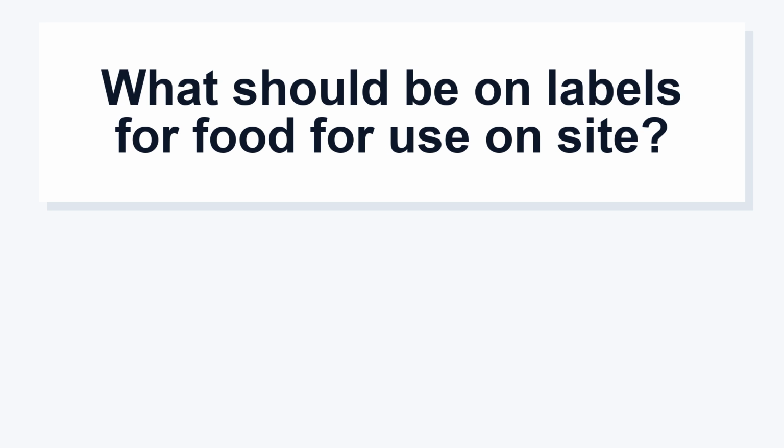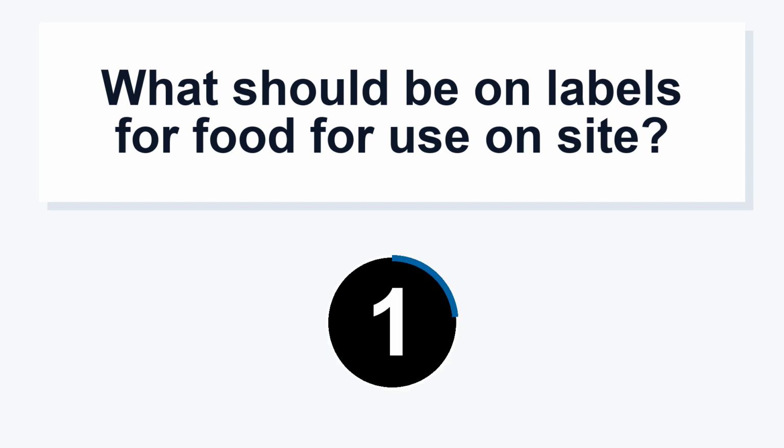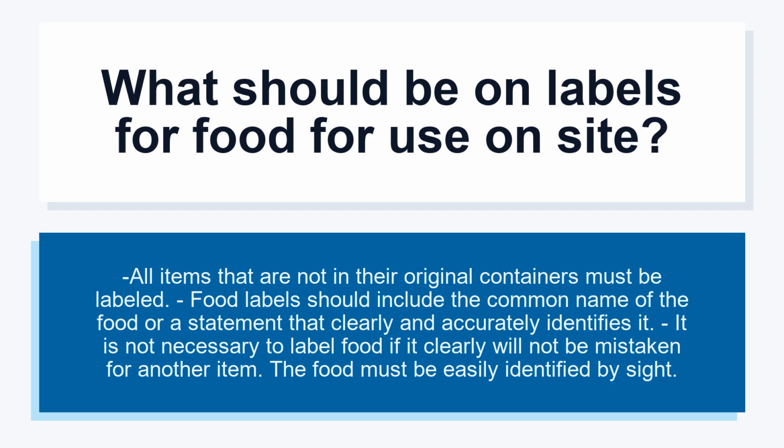What should be on labels for food for use on site? All items that are not in their original containers must be labeled. Food labels should include the common name of the food or a statement that clearly and accurately identifies it. It is not necessary to label food if it clearly will not be mistaken for another item. The food must be easily identified by sight.